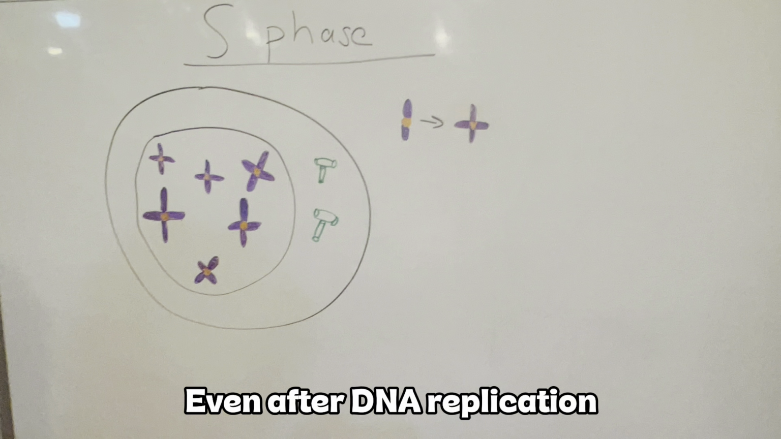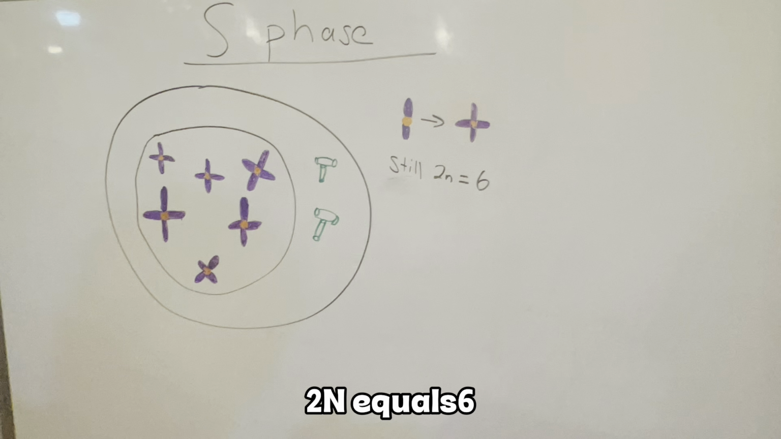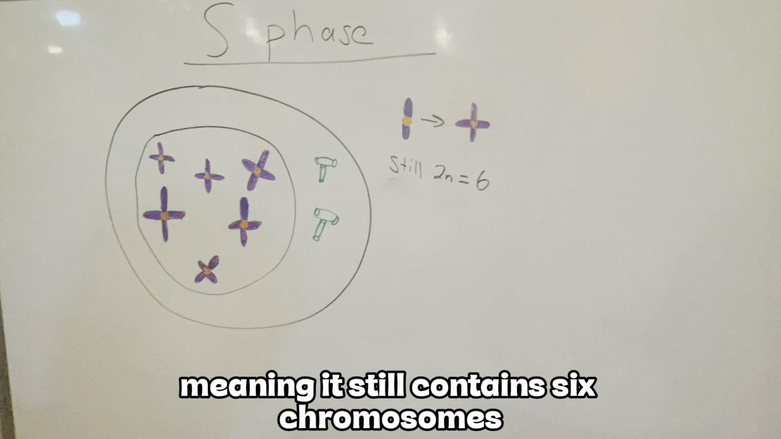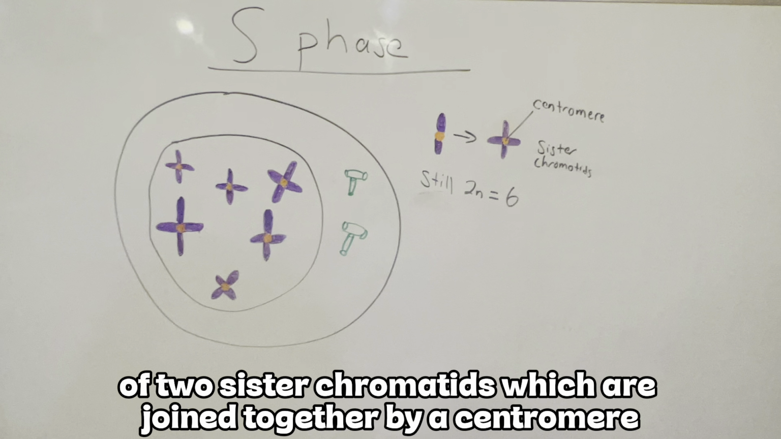Even after DNA replication, the cell still has a diploid number of 2n equals 6, meaning it still contains 6 chromosomes. The difference is that each chromosome now consists of 2 sister chromatids, which are joined together by a centromere.